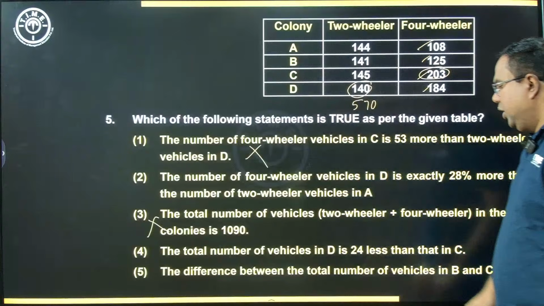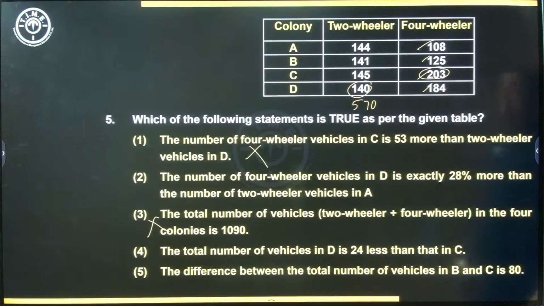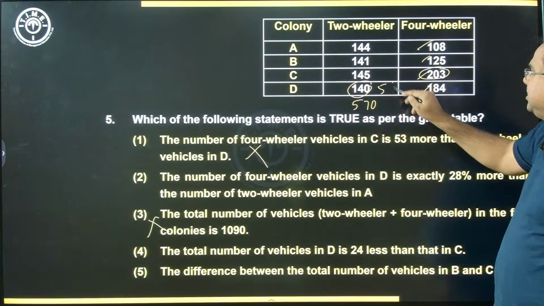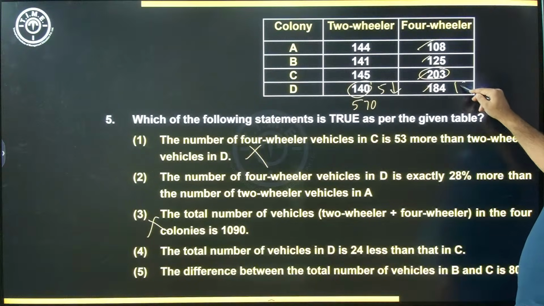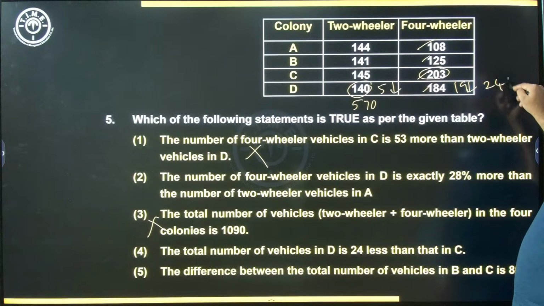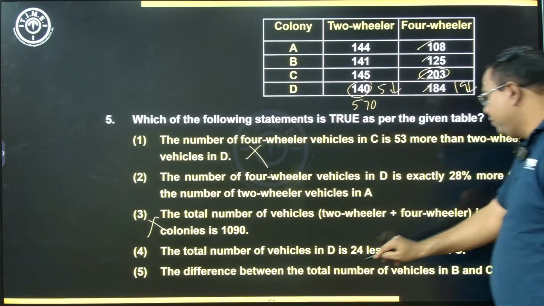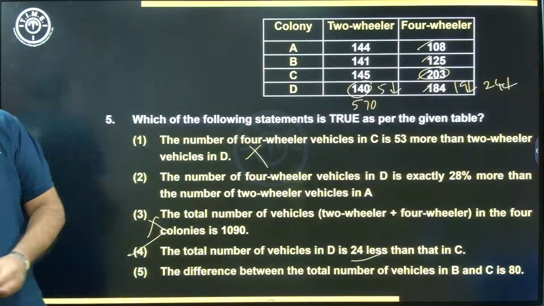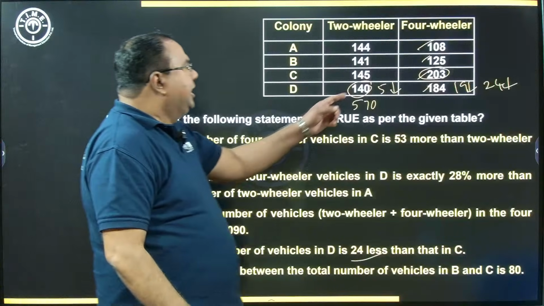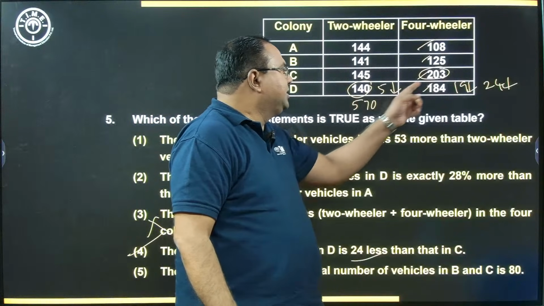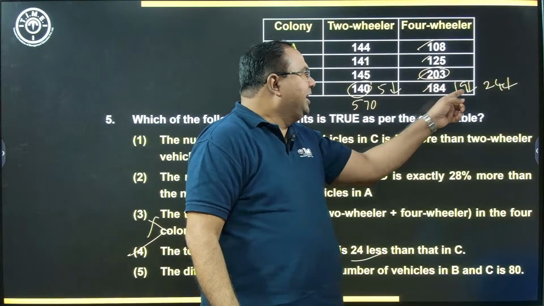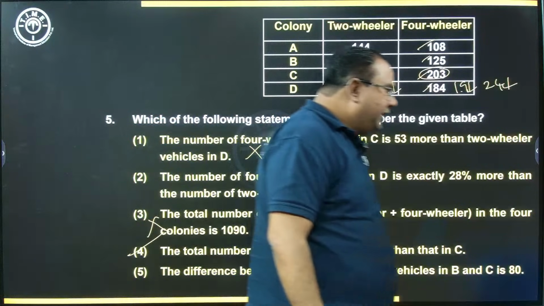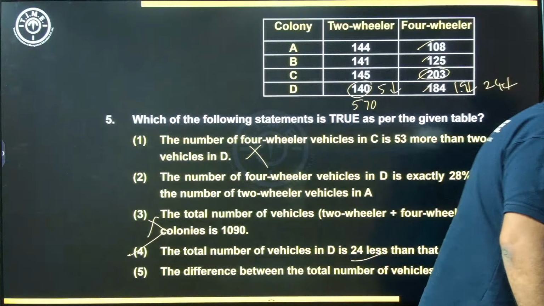Look at fourth one. Total number of vehicles in D, 24 less than C. Now if I see here, it is 5 less and it is 19 less. So total 19 plus 5, 24 less. What is he saying? It is 24 less. So this is correct statement. Option 4. D, it is 145, 140, it is 5 less. 203, 184, D is 19 less. Total 19 plus 5, it has to be 24 less. Someone gave the answer. Choice 4.